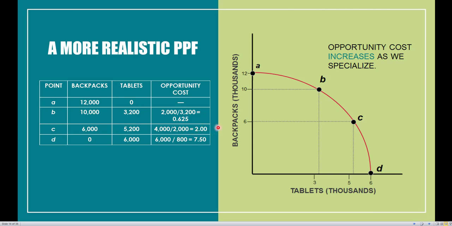In order for us to produce one additional tablet, we give up on the production of 2 backpacks now. So here we're noticing that opportunity cost is no longer constant, but it's actually increasing. And it's going to keep on increasing until we hit the other axes.